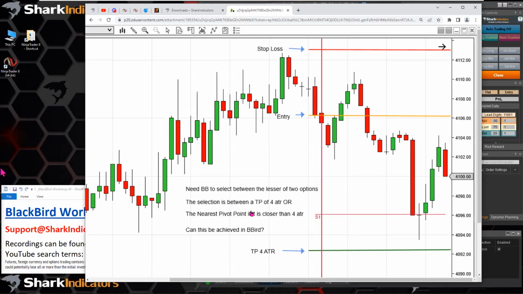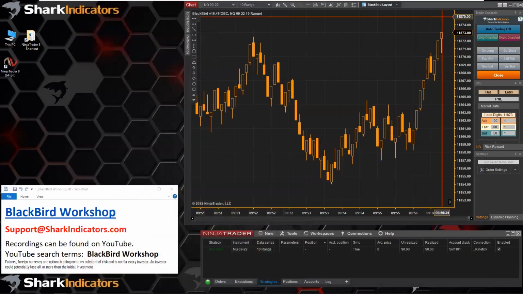Now, BlackBird doesn't have the ability to choose between two different initial prices. So you have to pick one as the initial price, and then with the trailing actions, we can allow the trailing actions to decide which of the two price points is closer to where the market's at. Right? So let's actually dive into BlackBird here and take a look.